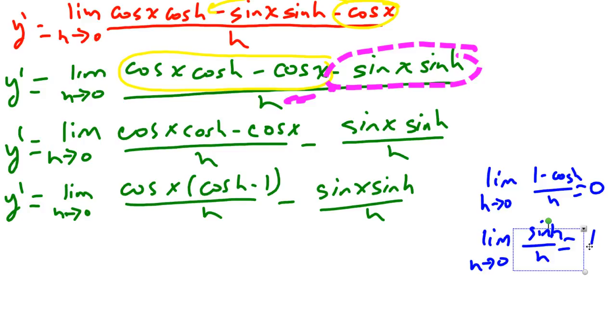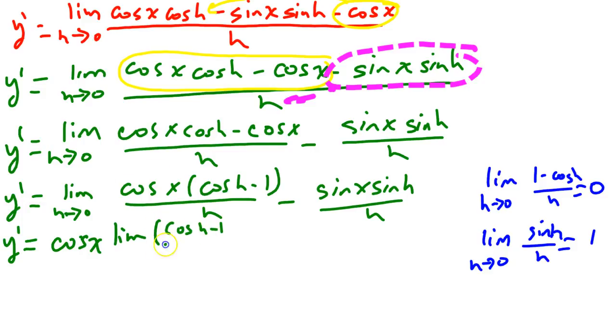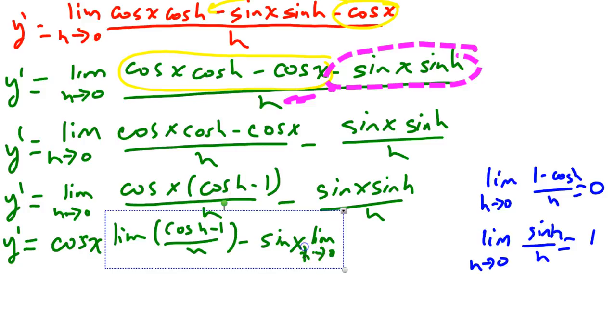Well, watch how I can do this then. Again, we're taking the limit of this function as h approaches 0, correct? So going back into our function after that little stroll down memory lane, couldn't I rewrite this as the derivative of y is equal to the cosine of x, because again, I'm not taking the limit with x, I'm taking it with respect to h approaching 0, of the limit of the cosine of h minus 1 over h, minus the sine of x times the limit as h approaches 0 of sine of h over h.